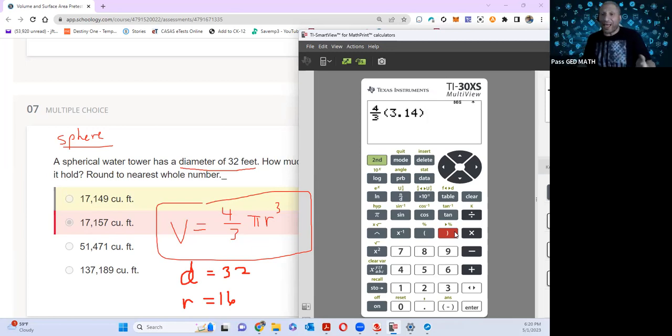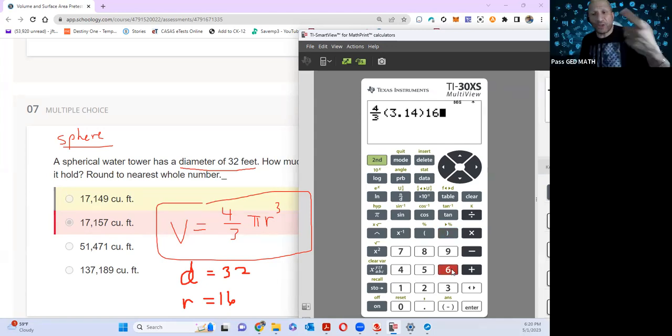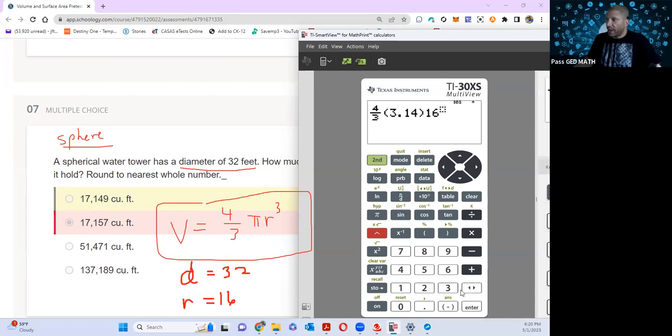So if you notice, I rarely use the multiplication symbol. I rarely use the division symbol. For division, I use the fraction button. For multiplication, I use my parentheses. Now, r to the third. What did we say our radius was? 16. Now, how do I raise something to the third power? Use the caret. Push that little up arrow right there, then hit 3.